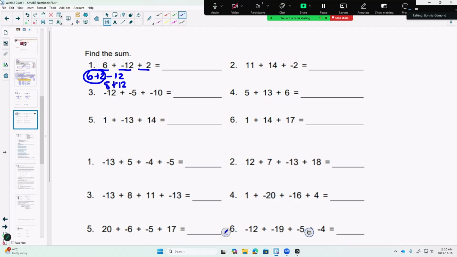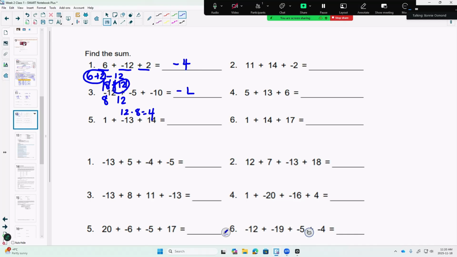Find the absolute values. The absolute value of 8 is 8. Absolute value of negative 12 is 12. Then I subtract. 12 take away 8 equals 4. Look at my absolute values. 12 is bigger than 8. 12 is negative, so my answer is going to be negative 4.